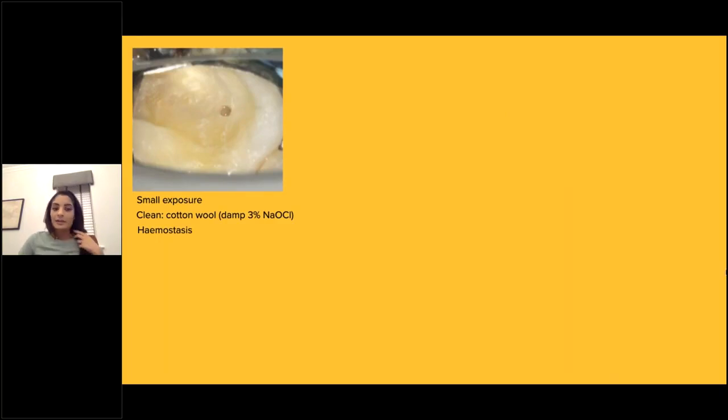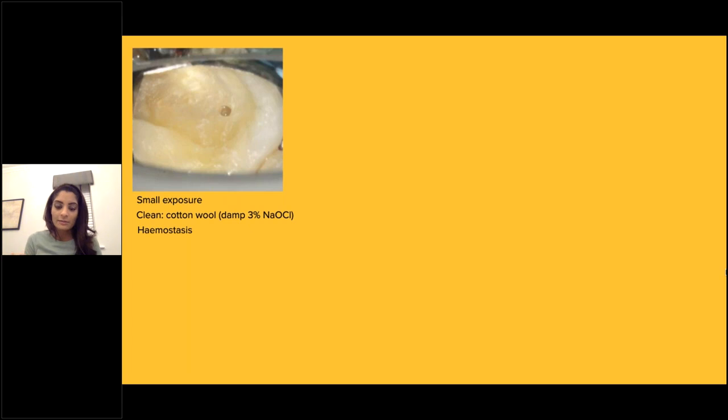Initially, this was bleeding, but when we do direct pulp caps, what we want to do is make sure that we've got good hemostasis before we put a pulp capping material over it. The way I normally do this is get a sterile cotton pledget, similar to what I did in the video that you saw of the indirect pulp cap.